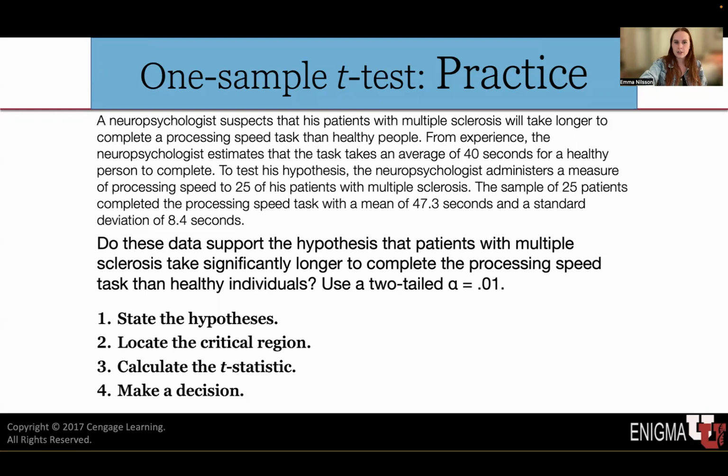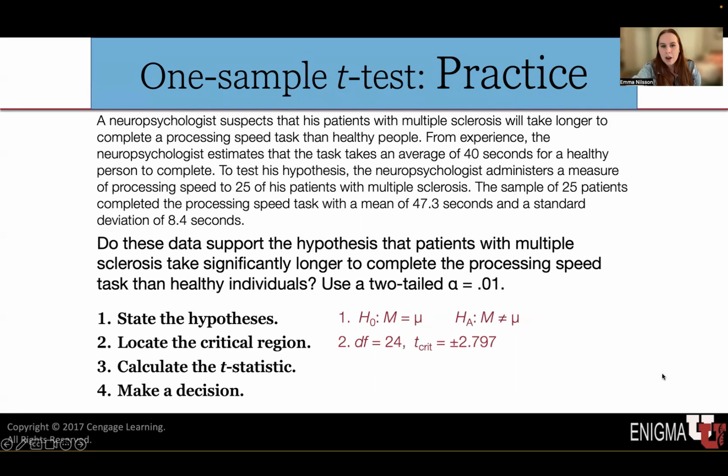So, the null hypothesis here is that the mean of the sample is going to be equal to the mean of the population. What that means in this context is that the sample mean for the patients with multiple sclerosis will be 40 seconds, because that is the hypothesized population mean for the healthy participants as well, 40 seconds. The alternative hypothesis is just that the sample mean will not be 40 seconds.